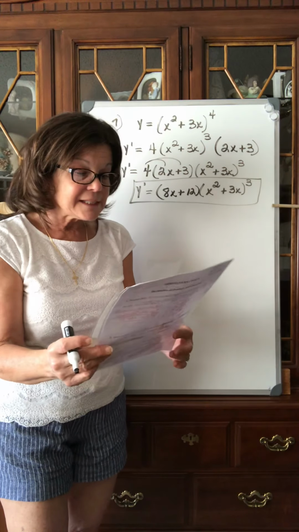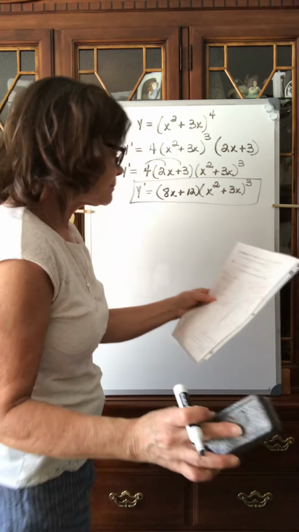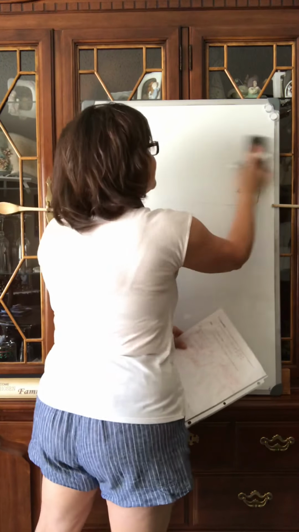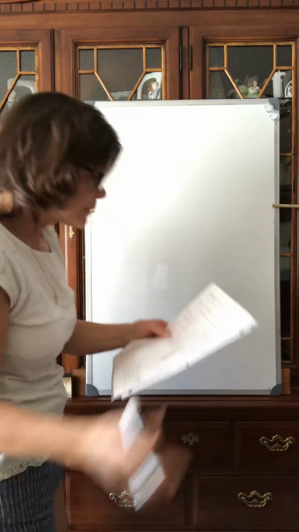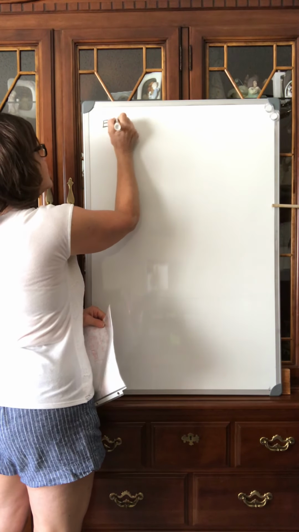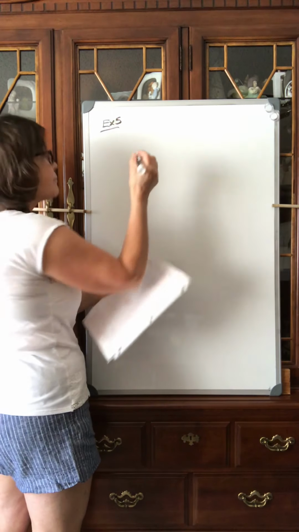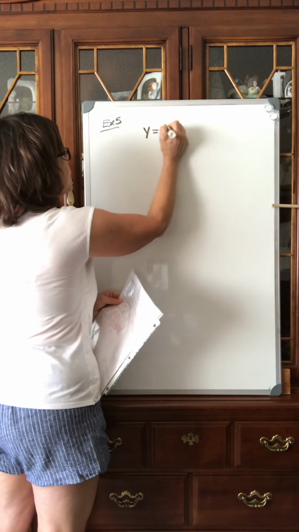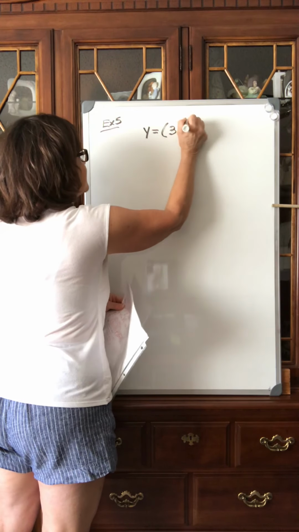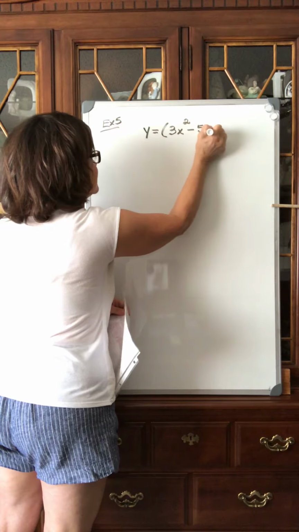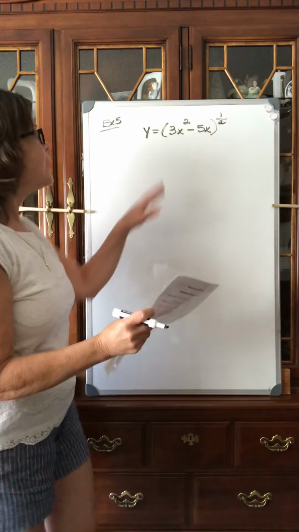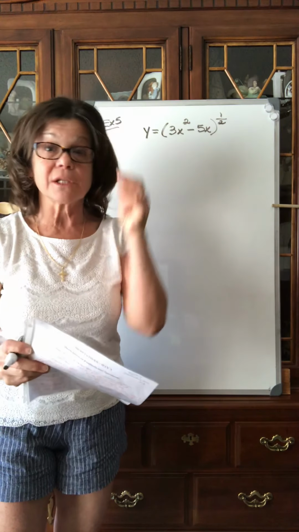All right, then the last example, again going out of order, is going to be example number 5. And this function, y is equal to 3x squared minus 5x raised to the 1/2 power. And I'm going to take the first derivative of this function using the chain rule.